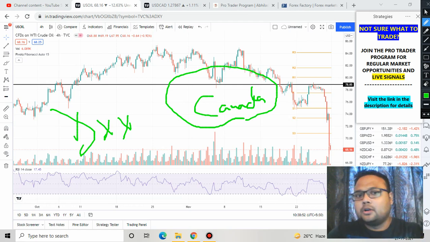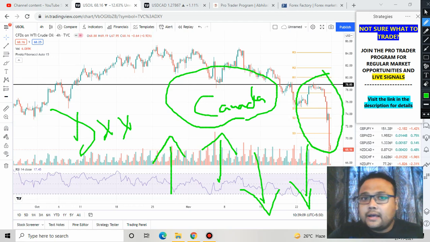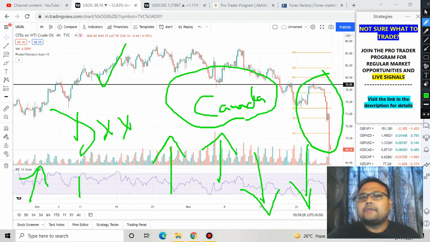It exports crude oil. So in the international market, when the price of crude oil goes up, the Canadian dollar also goes up. And when the price of crude oil goes down, the Canadian dollar also goes down. Yesterday you can see there was a huge sell-off on crude oil. So as a result, the Canadian dollar was under extreme pressure. And this is the main reason you saw USD CAD going up, because when the price of the Canadian dollar goes up, USD CAD goes down, and when the price of the Canadian dollar goes down, we see USD CAD going up.